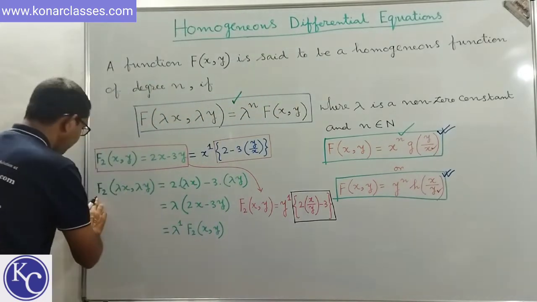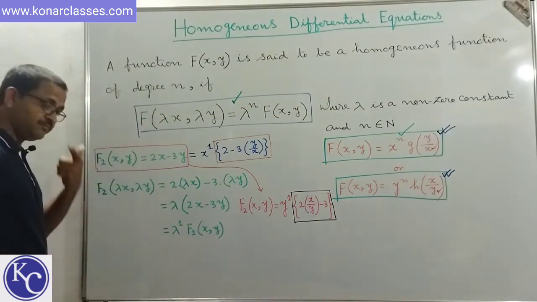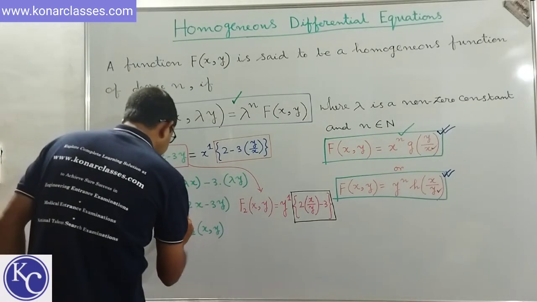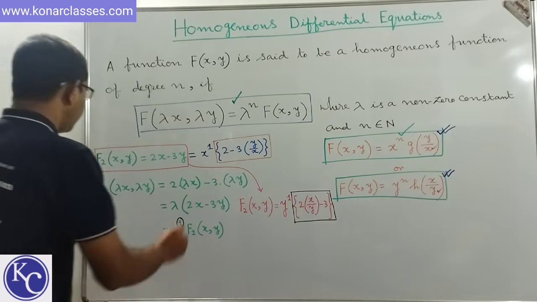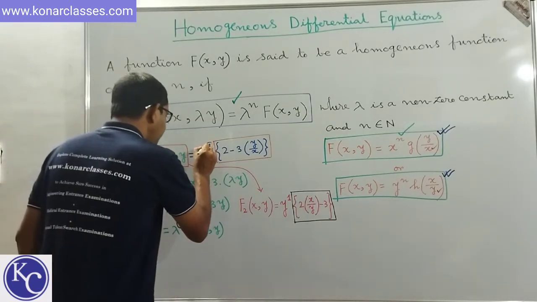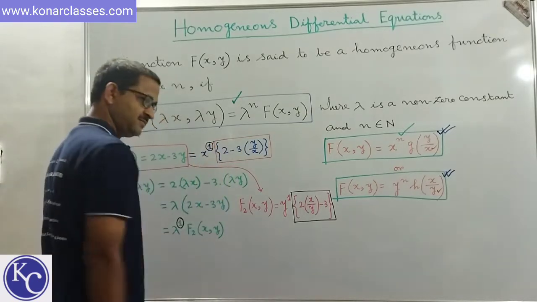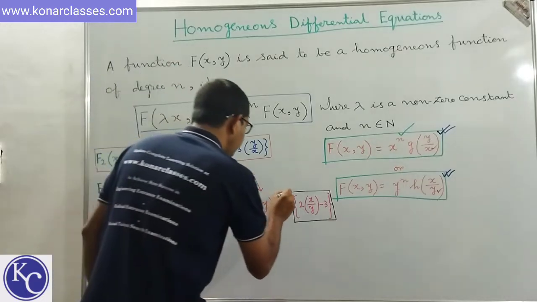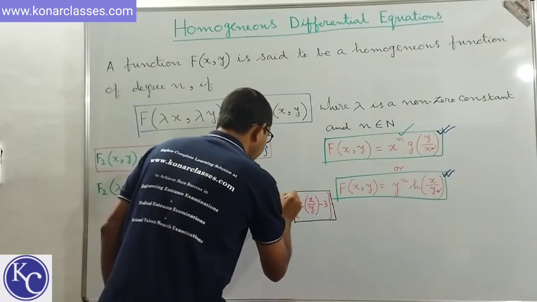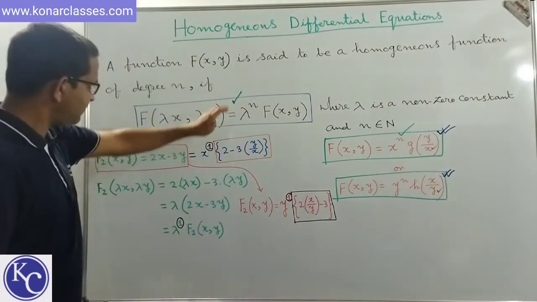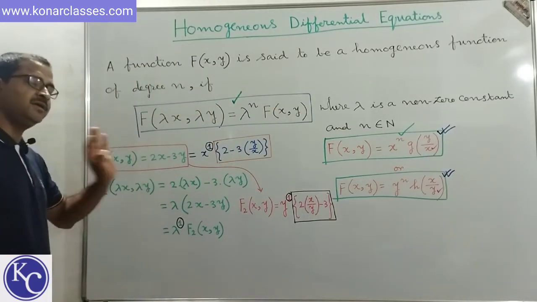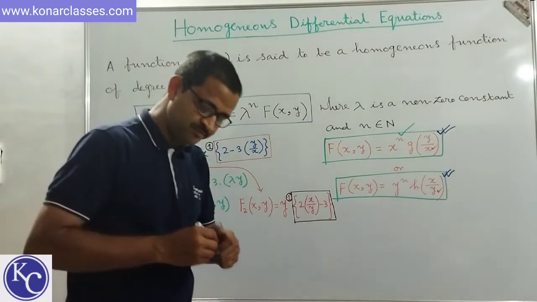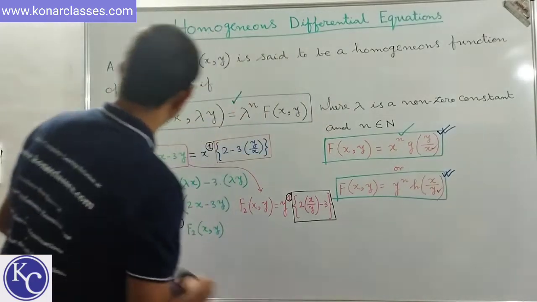The same function f2, with lambda x and lambda y, we are able to express as lambda to the power 1 into f2(x, y). We are able to write x to the power 1 into a function of y by x. We are able to write y to the power 1 into a function of x by y. So whatever the branch of definition you follow, we will end up with the same thing. It is a homogeneous function of degree 1. Correct? Let's take another example.